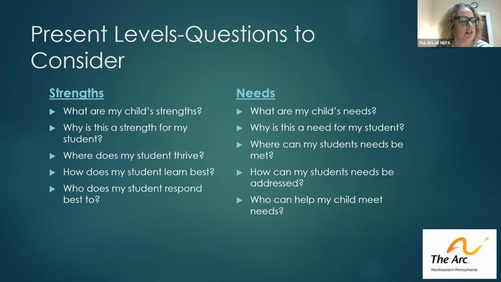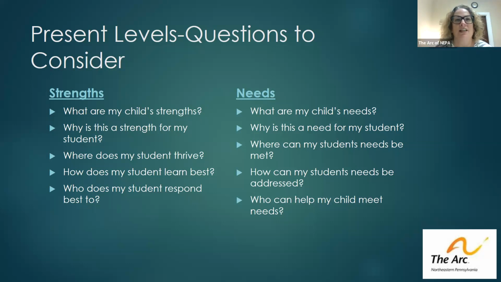And how can my student's needs be addressed? So what accommodations and things help them? So practicing certain words, maybe a social skills group, some kind of adaptive technology is how my student's needs can be addressed. And who can help my child meet these needs? Would it be a special education teacher, a social worker, a nurse, an OT, SLP? So when you're thinking about these needs, think about them in these contexts.